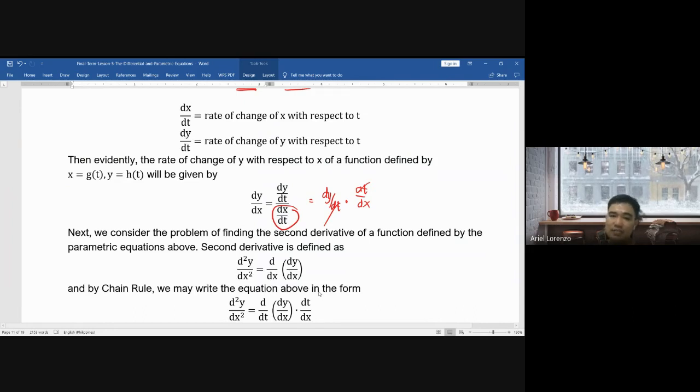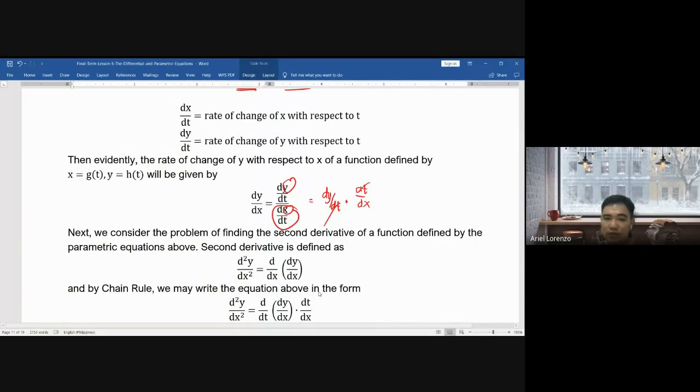So, first things first, take the derivative of y, then take the derivative of x with respect to t, then divide to get dy all over dx. Okay? And what if we get the second derivative of that, class? The second derivative is d squared y all over dx squared, right?